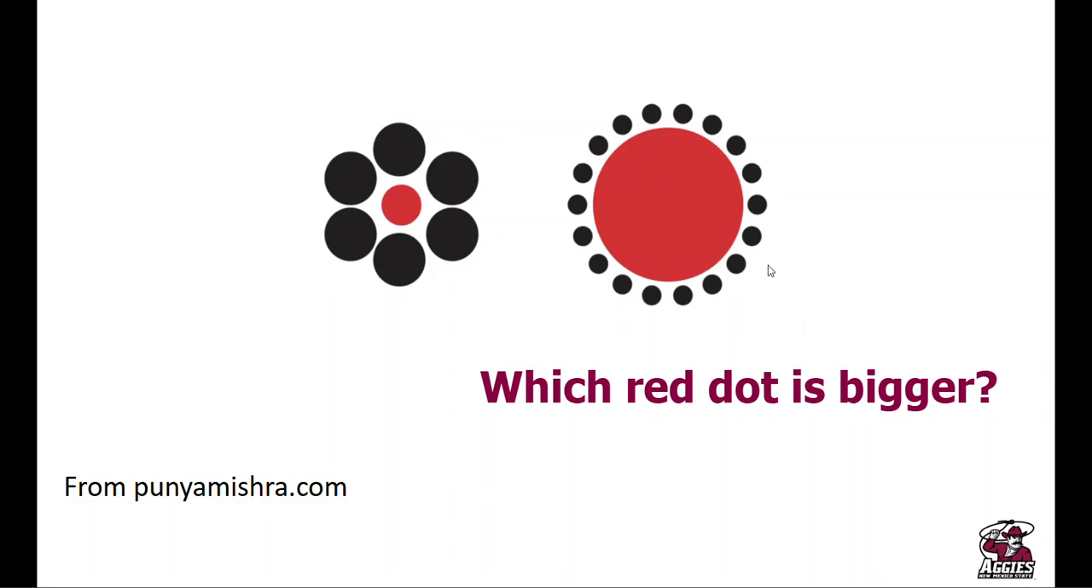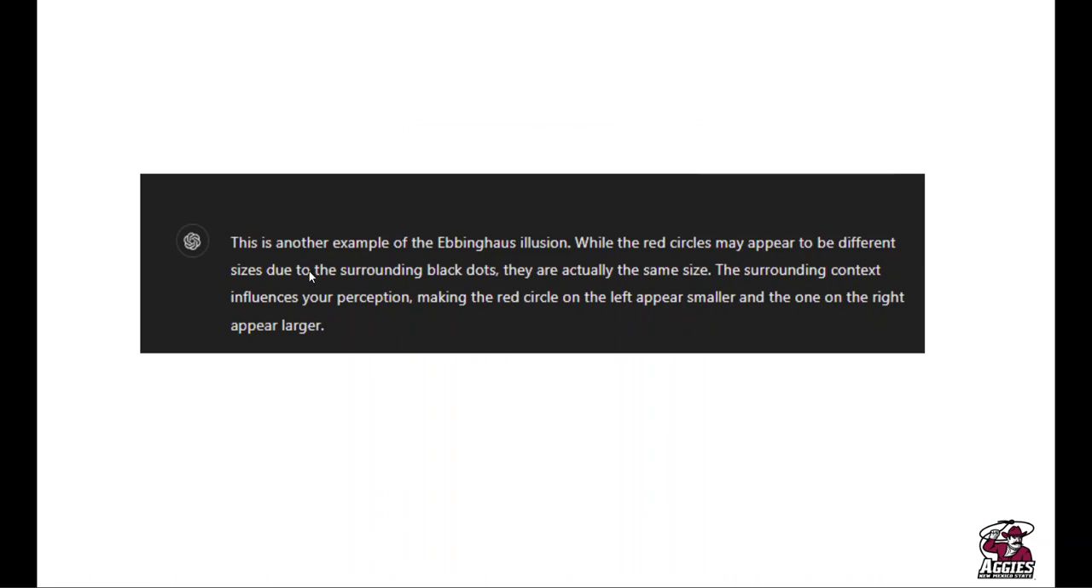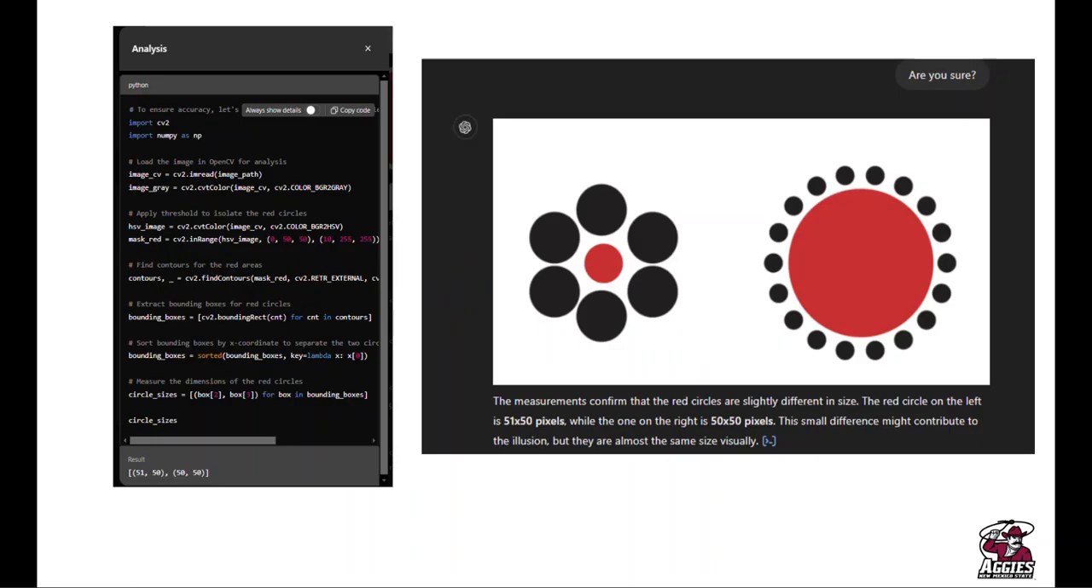Punya Mishra created this, where this circle is, I promise I'm not trying to trick you, it really is bigger than this circle. It's not really an optical illusion, although it follows the pattern of an optical illusion. What would ChatGPT say? Well, in this case, it said it's another example of the Ebbinghaus illusion, and it goes on to explain it.